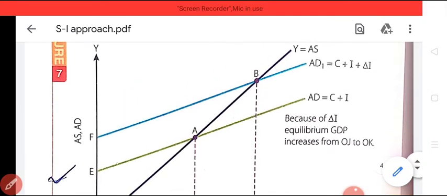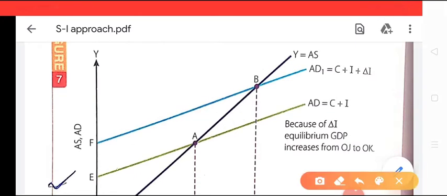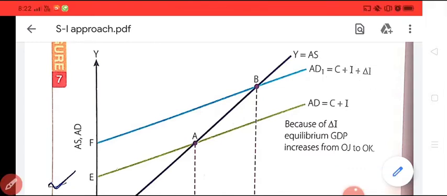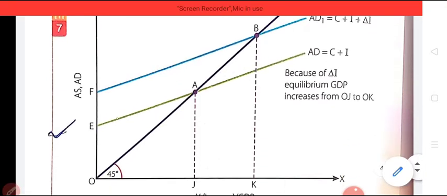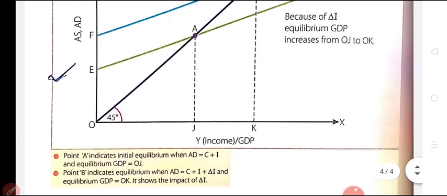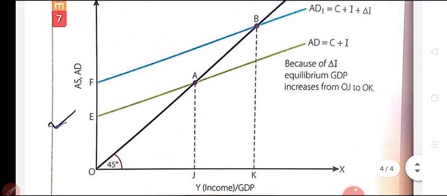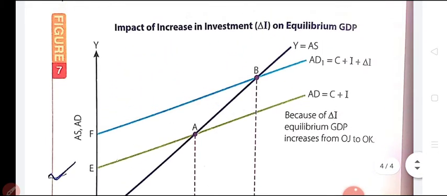Now what happened? If investment increases, we already have the C plus I, and now we are adding more investment to it. So the aggregate demand curve will shift upwards because demand in the economy will increase. This is what is going to happen if more investment in the economy takes place. So this is our SI approach as we discussed today.